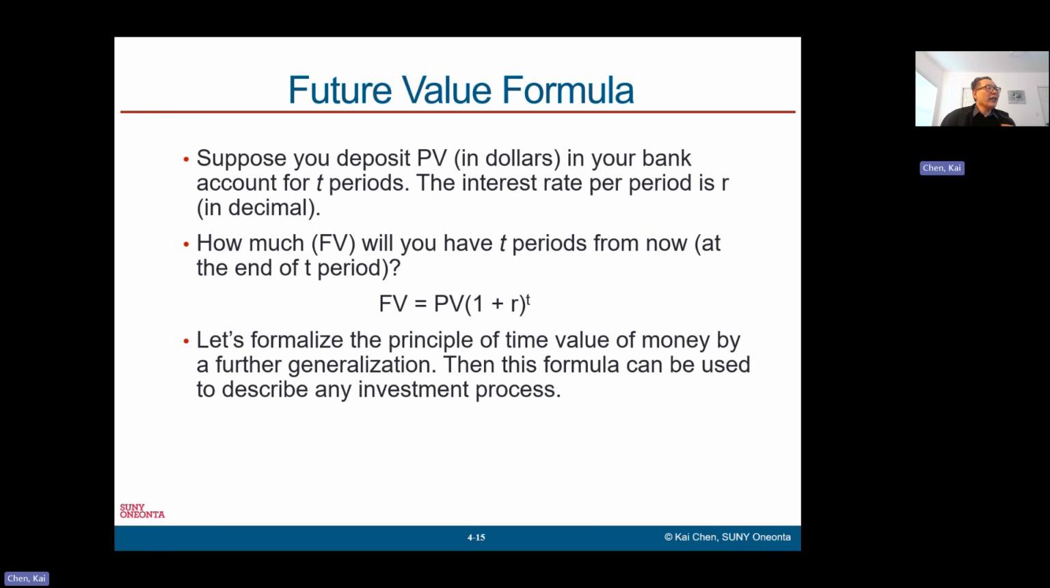In our example, suppose you deposit PV dollars. PV represents the dollars you invest at the beginning in your investment, or in your bank account. And then you hold your bank account for T periods. The interest rate per period is R.